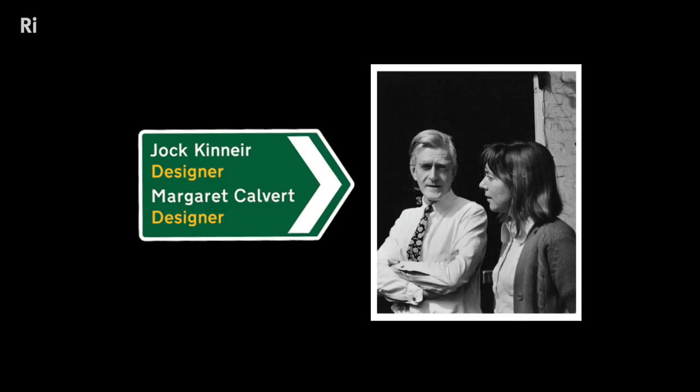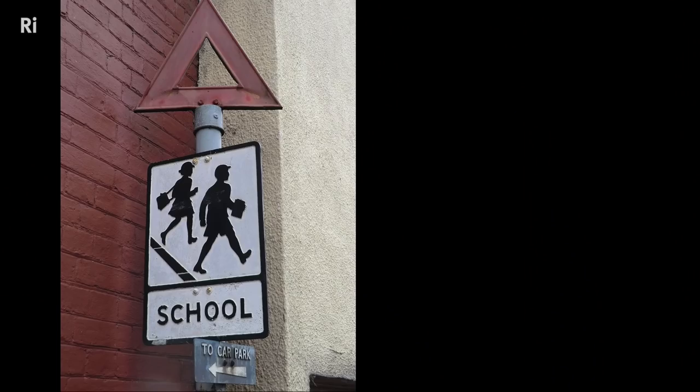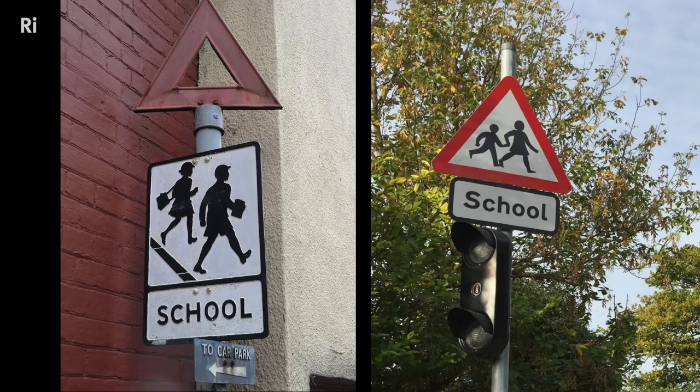But during the 1960s, the government set up a commission to standardize designs. Two designers, Jock Kinnear and Margaret Calvert, came up with a standard set of designs. So all of the designs you see on motorways, for example, are essentially their designs. These were all standardized in the 60s, and school signs were also standardized. So instead of these, we now, sadly, have this. And this is everywhere. Wherever you go in the UK, you will find this is the sign for schools.